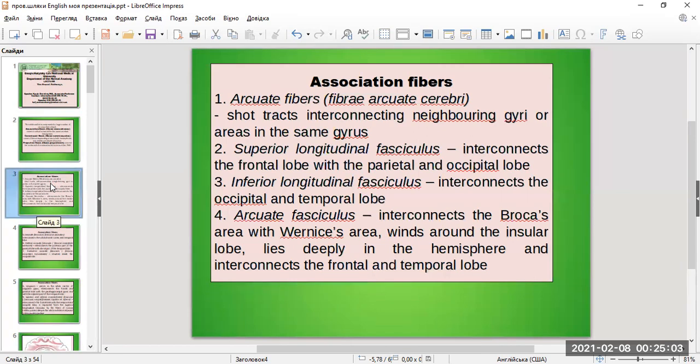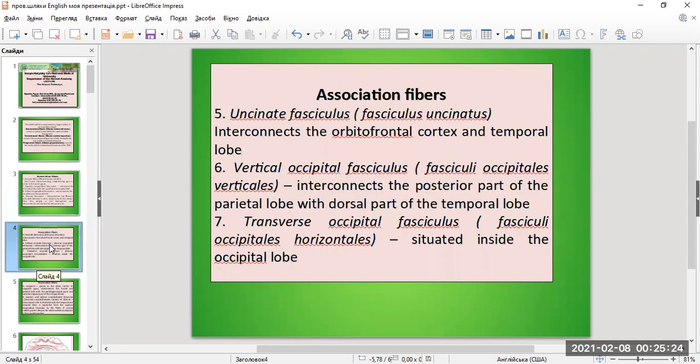Arcuate fasciculus interconnects Broca's area with Wernicke's area, which, around the insular lobe, lies deeply in the hemisphere and interconnects the frontal and temporal lobe. Uncinate fasciculus, fasciculus uncinatus, interconnects the orbitofrontal cortex and temporal lobe.